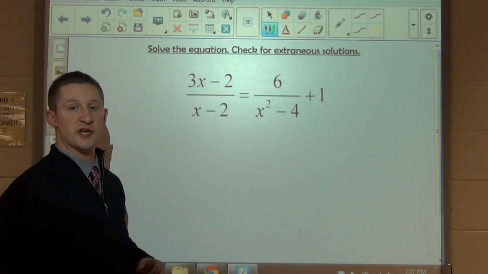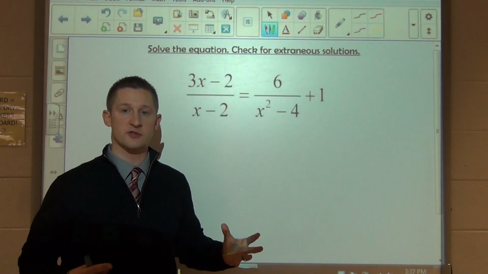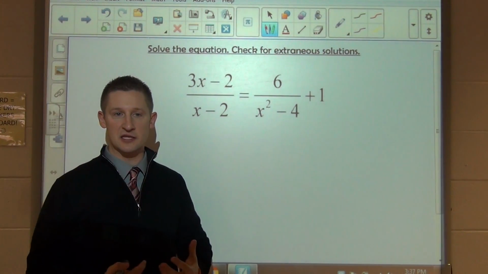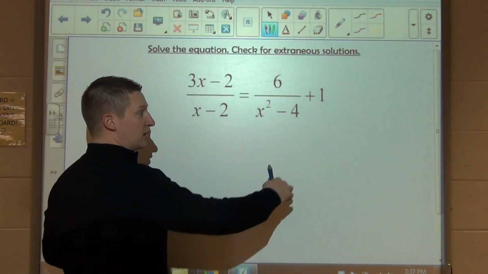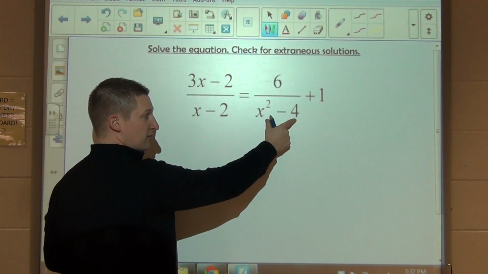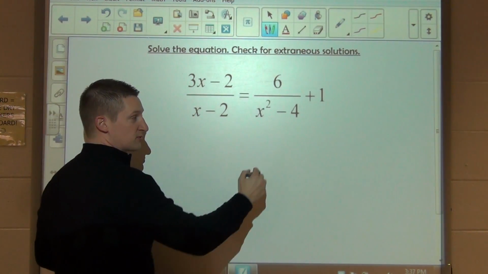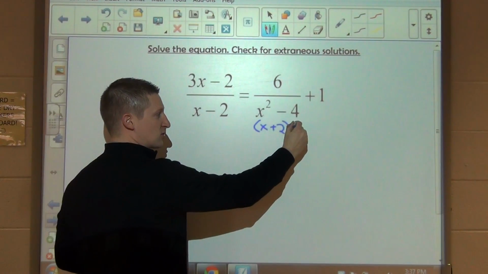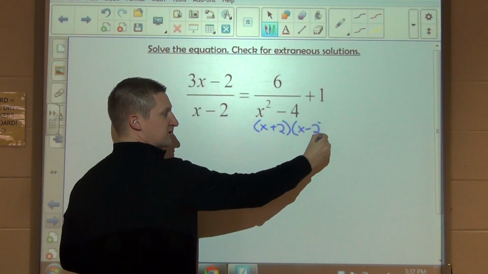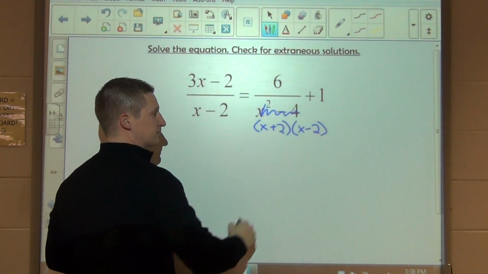So what we need to do is get rid of all the denominators by multiplying everything by a least common denominator. Now before we find that least common denominator, I would encourage you to factor any sort of quadratic expression that I have. So x squared minus 4, I'll quickly factor using the difference of squares pattern into x plus 2 times x minus 2.